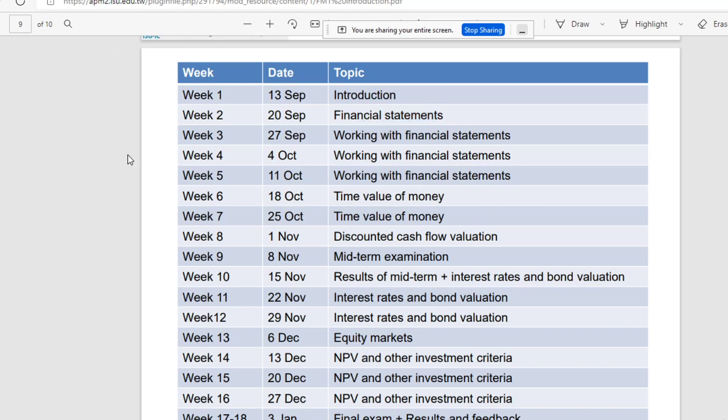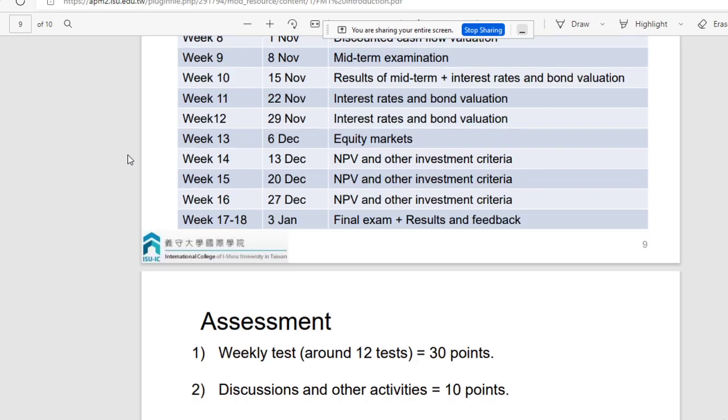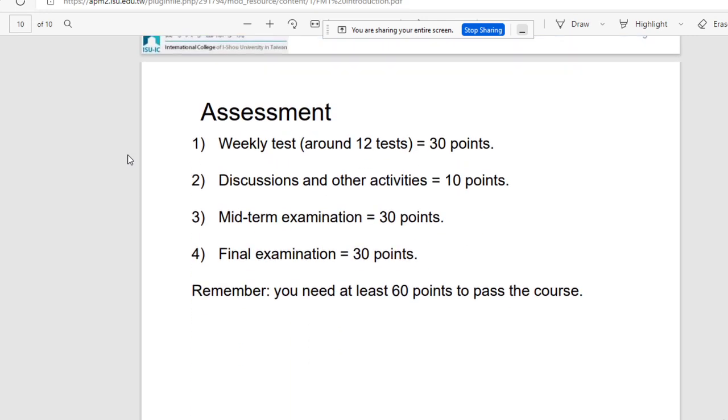And this week, you're not going to have your test, okay? But starting from next week, nearly every week, you will have your online test on Moodle. It's very important that you take them before the end of the week, okay? So here's the assessment. As I mentioned, I think the assessment I put on Moodle is a bit different. I'll have to change that.